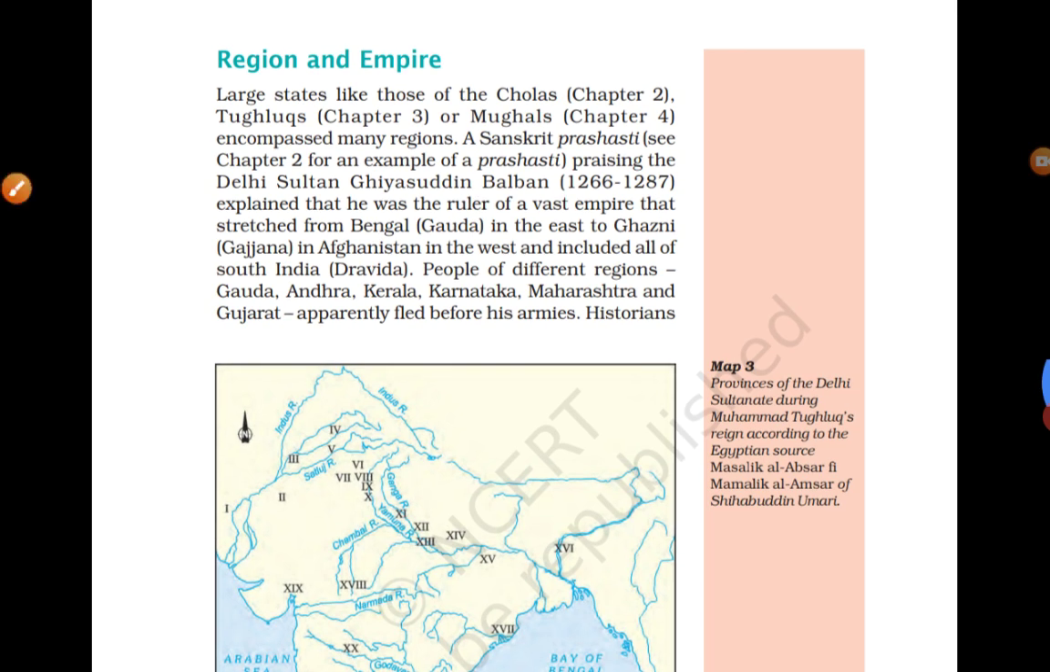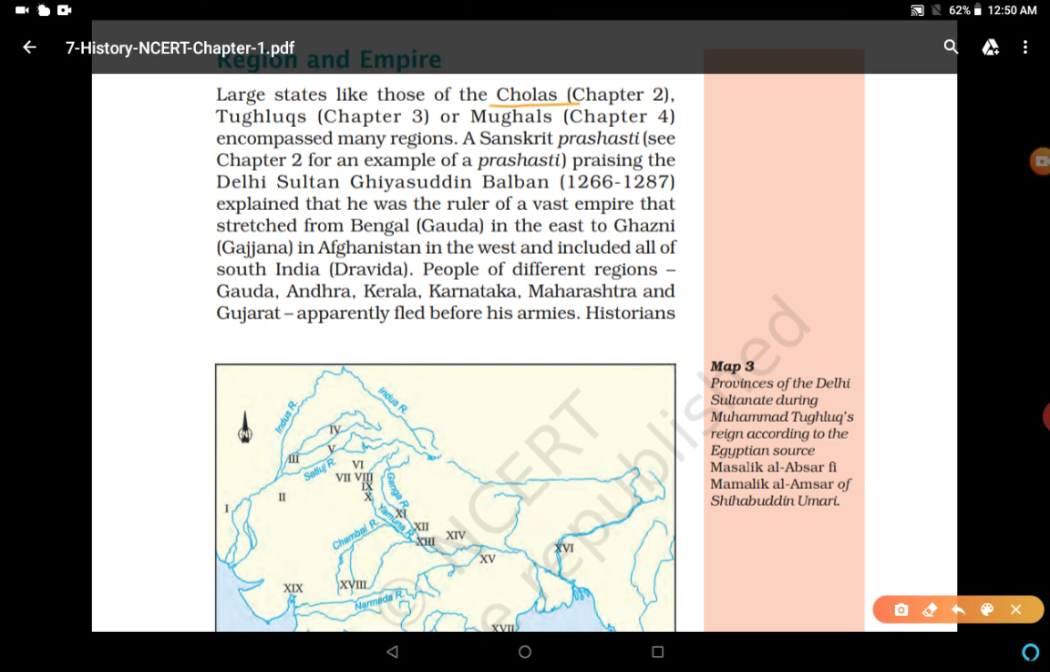Cholas, about whom we'll study in chapter 2. Tughlaqs in chapter 3. Mughals, chapter 4. These kinds of empires or dynasties encompassed many regions.